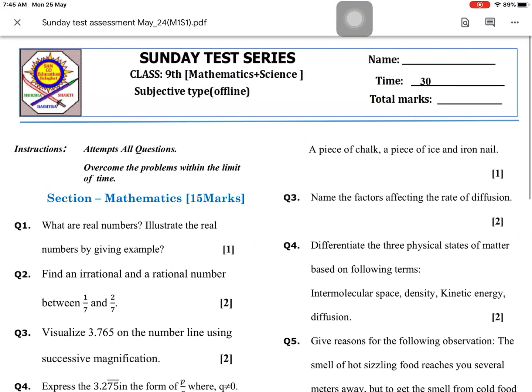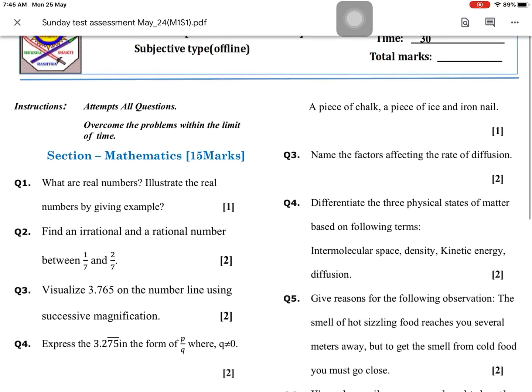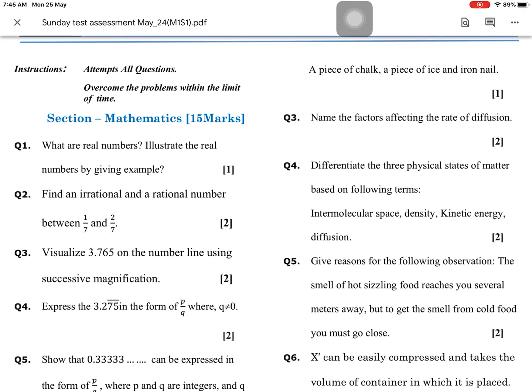You may see on the screen the Sunday test series. There are two sections you have seen here. The first is for mathematics, 15 marks. The first question: what are real numbers? Illustrate the real numbers by giving examples.